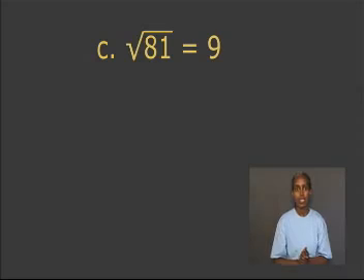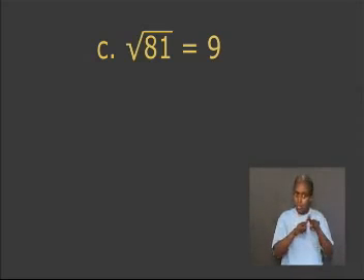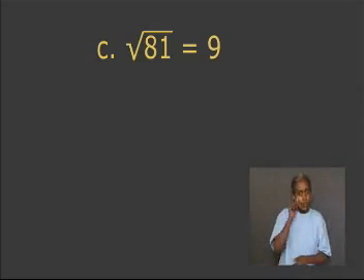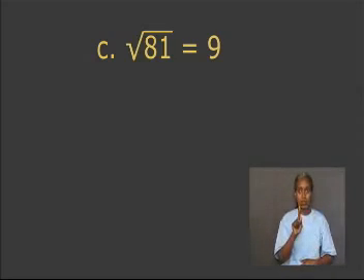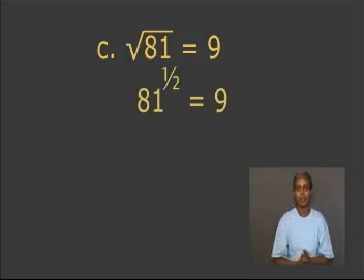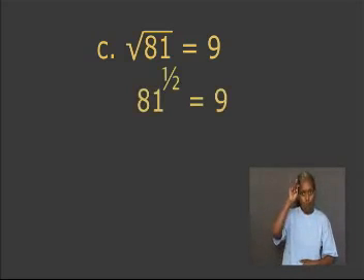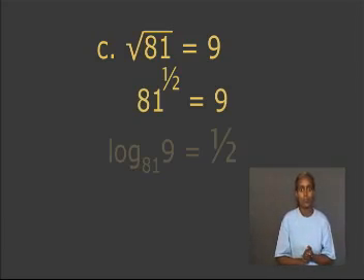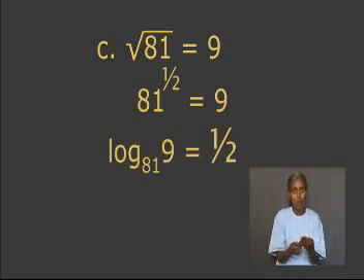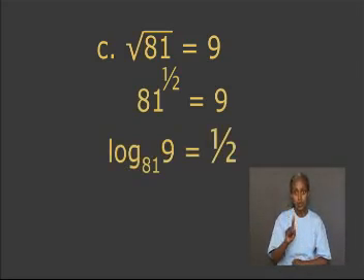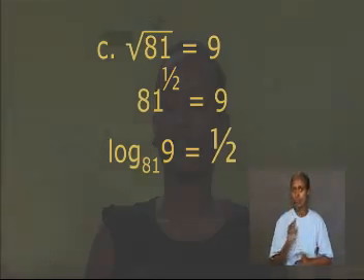The third logarithm is different. As you can see, the square root of 81 equals 9. This is expressed as 81 to the power of 1/2. Therefore, the logarithm of 9 to base 81 is 1/2. If you solve these logarithms on your own, you're doing very well.